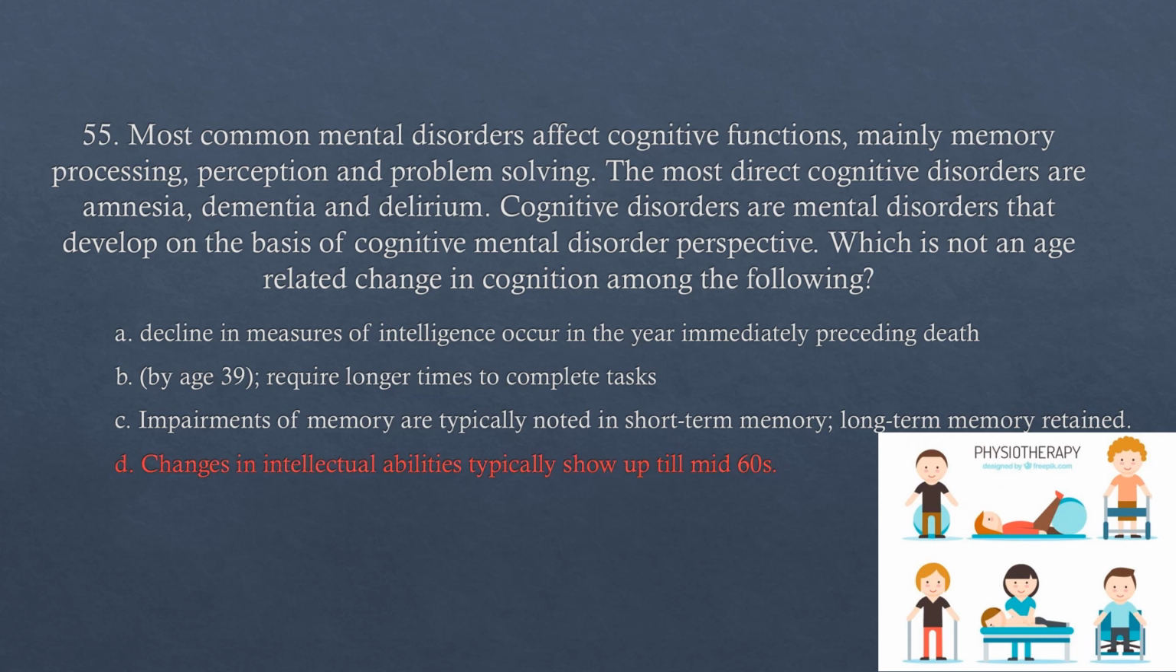The answer is letter D. Changes in intellectual abilities typically show up till mid-60s. Let's go to the next question.